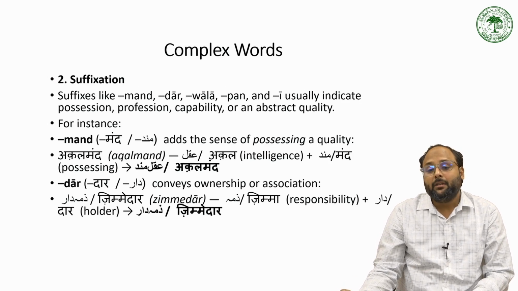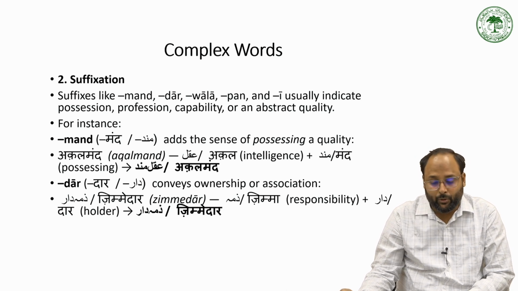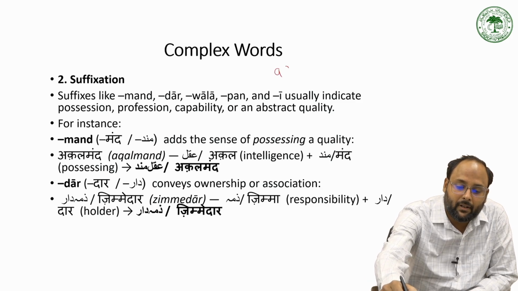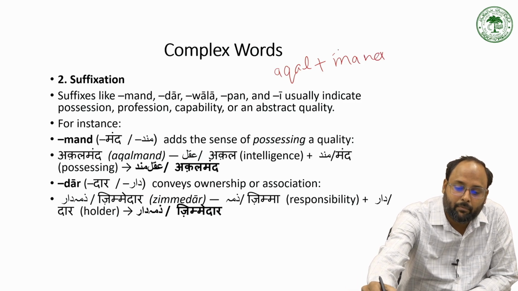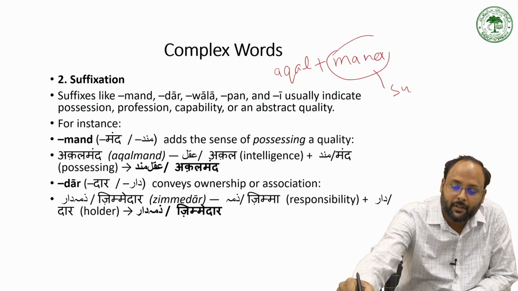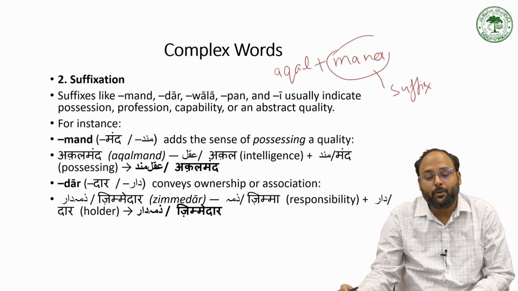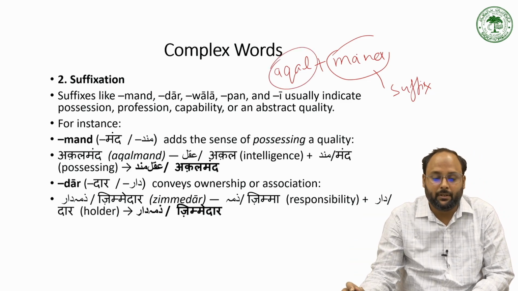The other way to create complex words is the suffixation process. In the suffixation process, in a simple word like akal, we just add the suffix mand, so it becomes akalmand. That is the process of suffixation, because to the free morpheme we add the suffix mand.